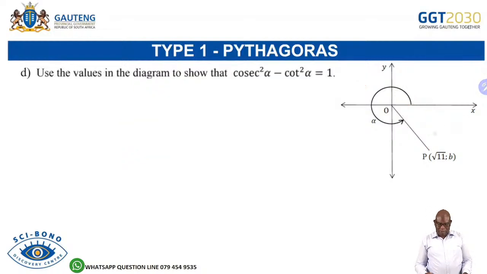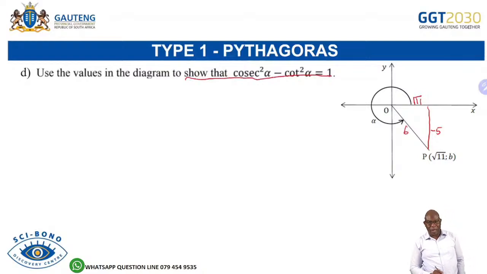The next question, still applying the same diagram, -5, square root of 11, 6. In this one, they say show that. Once they say show that, it means that I must work it out. I do not need to write down, I know this is an identity. I need to work it out by using my numbers. So how do I use the numbers in there?